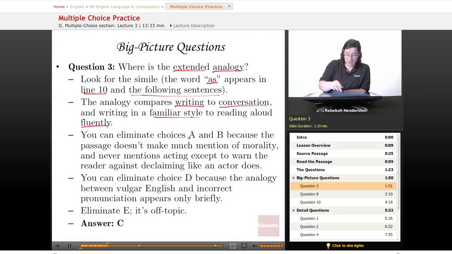Now you can eliminate choices A and B because the passage doesn't actually make a whole lot of mention of morality. It just doesn't pop up, so morality is not going to be part of your analogy. And it never mentions acting or the theater except to warn the reader against declaiming like an actor does, and that's very brief. So we can eliminate A and B. You can also eliminate choice D because the analogy between vulgar English and incorrect pronunciation appears only briefly. It's just a quick little thing and then it's gone. And you can eliminate E because it is completely off topic. So, by process of elimination, that means that your answer is C.